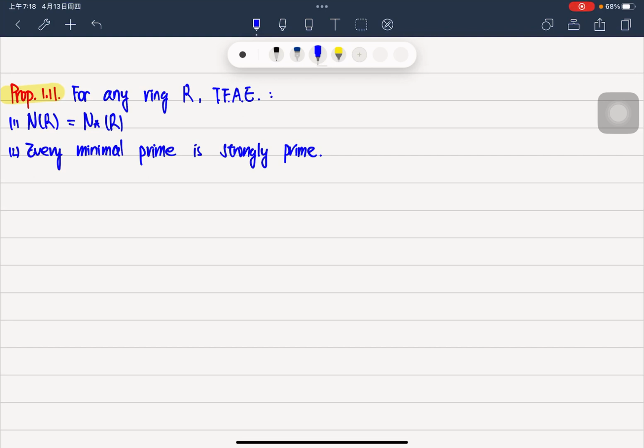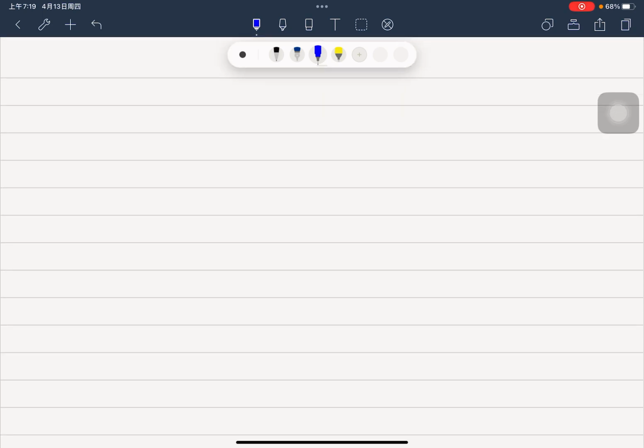Today we are going to talk about the following proposition, which is written by Professor Shin. N(R) equals N*(R) if and only if every minimal prime ideal is a strongly prime ideal for any ring. Now, to prove this, we should first know what N(R) is, what N*(R) is, and what minimal prime and strongly prime are. And so the first thing is that we should introduce some notations.